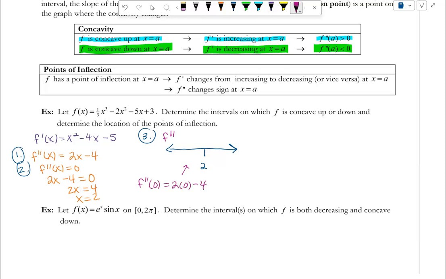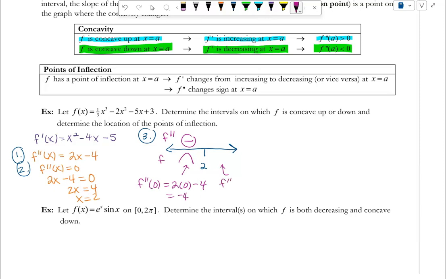You could probably just do this in your head. You don't really have to show your work for this. And I can see that that's going to be negative. So what I know about the concavity of f there is that f is concave down. And then similarly, I always want to test the other side. I don't want to assume that there's a sign change, although we can tell in this one there will be.